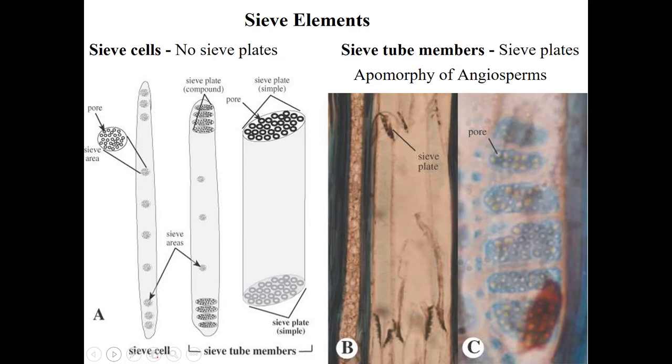Okay, the sieve elements, this is the phloem. Phloem is the tissue, the sieve elements are the individual cells. They are living.